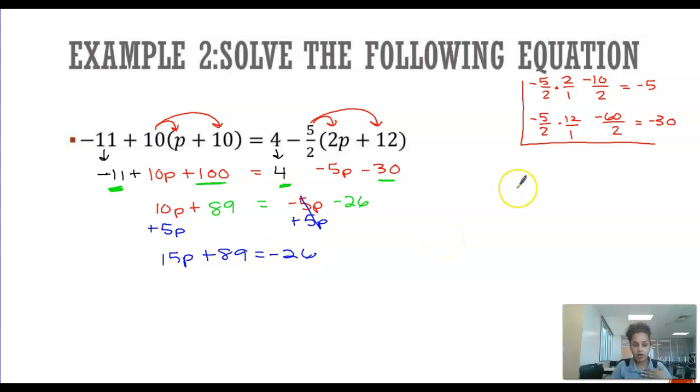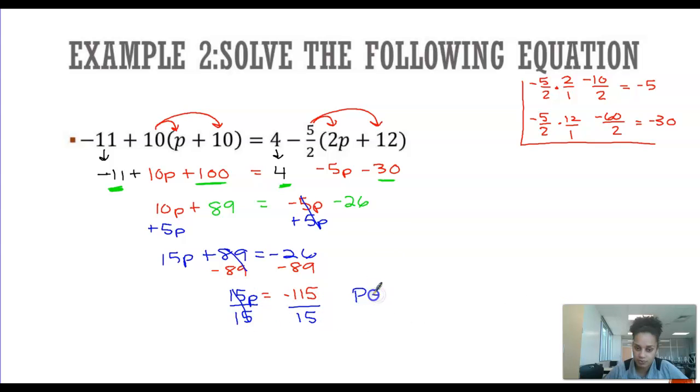So look at where we're at now. Ultimately, we want to get 15p alone. So the inverse of adding 89 is to subtract 89. Let's go ahead and do that. So I would get negative 115 is equal to what? 15p. We always just have to bring it down. The opposite of multiplying by 15 is to divide by 15, and that's our ultimate goal, is to get our variable alone. P is equal to negative 115 over 15.